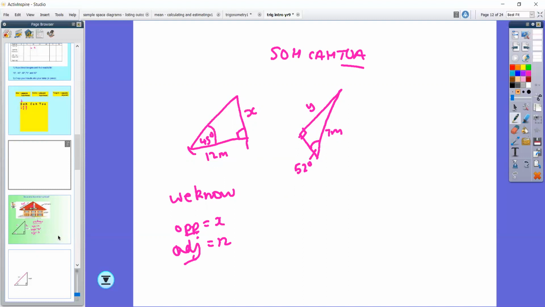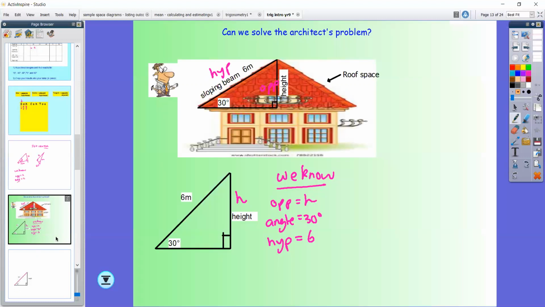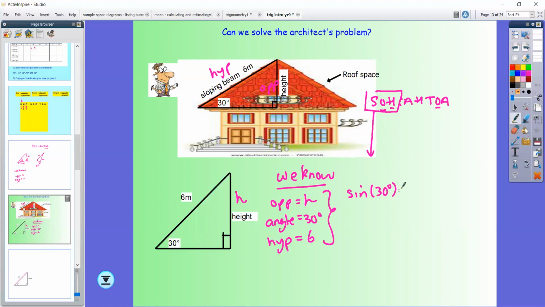Let's just get back to this problem now. So what do we know? Opposite and hypotenuse. So write it up again: SOHCAHTOA. This is just an aide-memoire. It's nothing magical. There's opposite and hypotenuse. Well, it has to be sine then, doesn't it? So how do we write this down? Sine of the angle, always sine of the angle, equals opposite divided by hypotenuse.